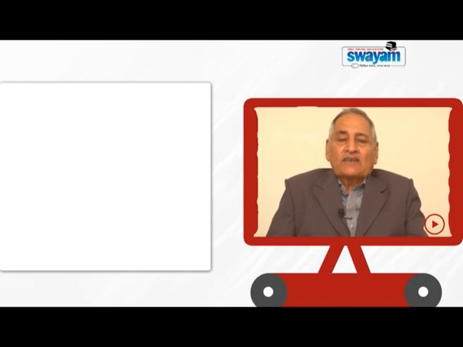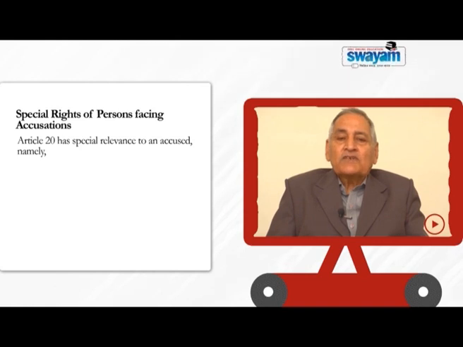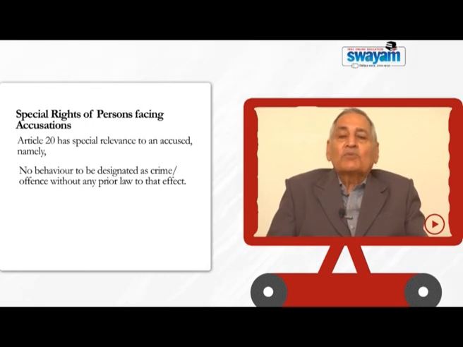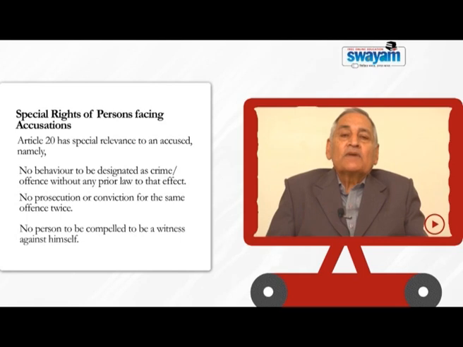Now I go to the second foundational right, that is the special right of persons facing accusations. Article 20 has special relevance to an accused, namely three kinds of rights assigned to the accused: no behavior to be designated as crime or offense without any prior law to that effect, that is ex post facto legislation; no prosecution or conviction for the same offense twice, that is the rule against double jeopardy; and third, no person shall be compelled to be a witness against himself, that is protection against compulsion of self-testimony.